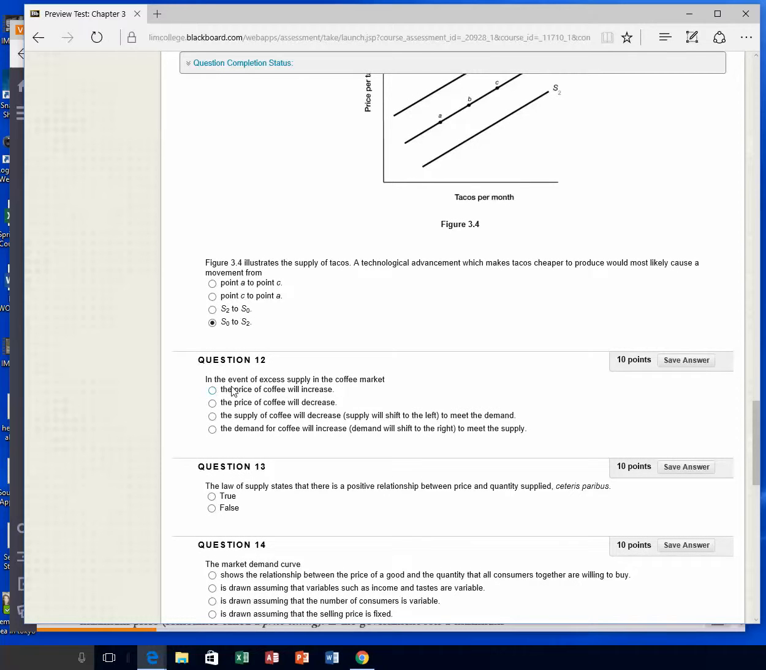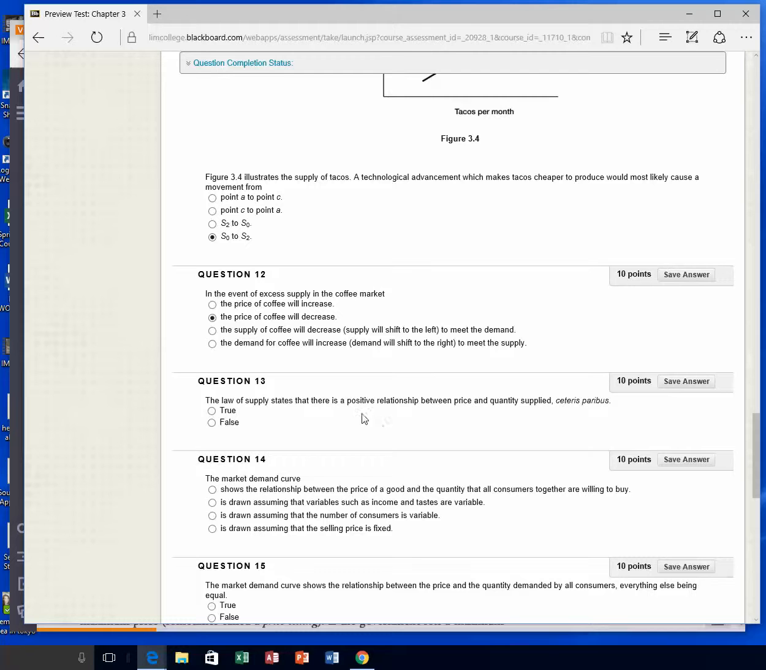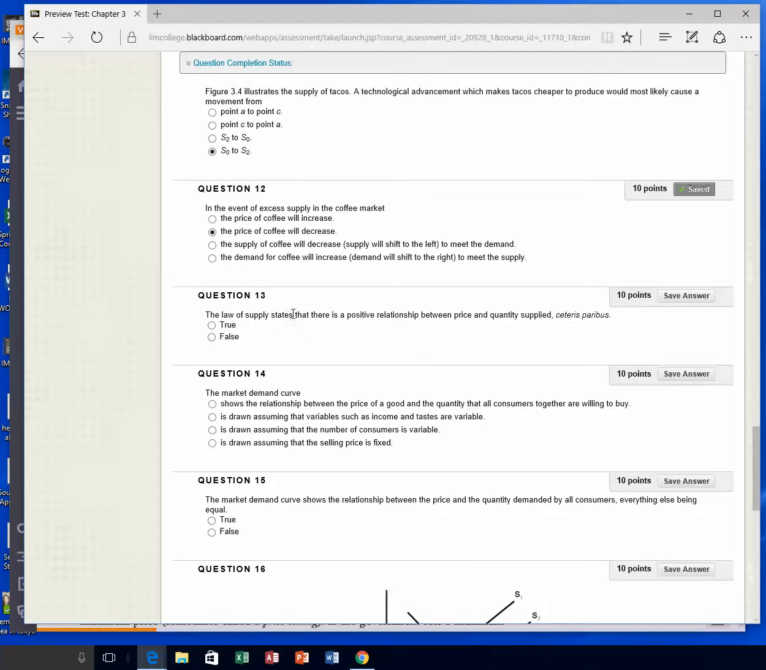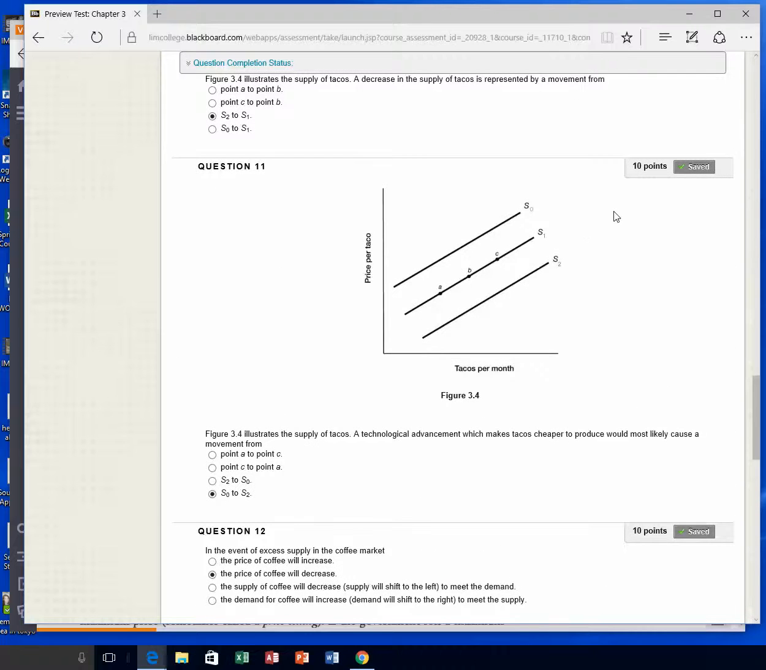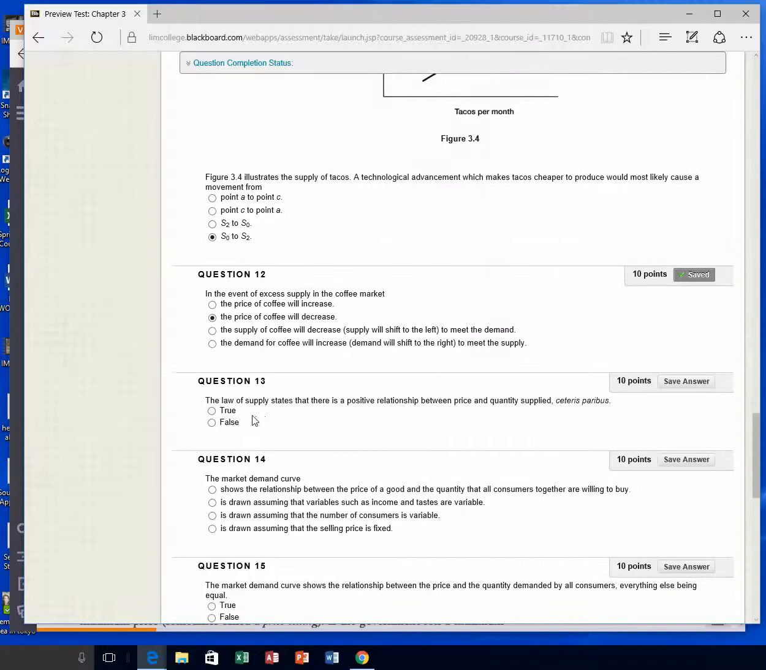Question 12. In the event of excess supply in the coffee market, if there's, again, too much being produced, and there's coffee left on the shelf, suppliers will basically cut the price of coffee. Fine, kind of common sense here. Sometimes reading all these different parts will confuse you, but the law of supply states there's a positive relation between price and quantity supplied, ceteris paribus, all things else being equal. And remember, the supply curve goes upward, right? So yes, that is a positive relation between the two.